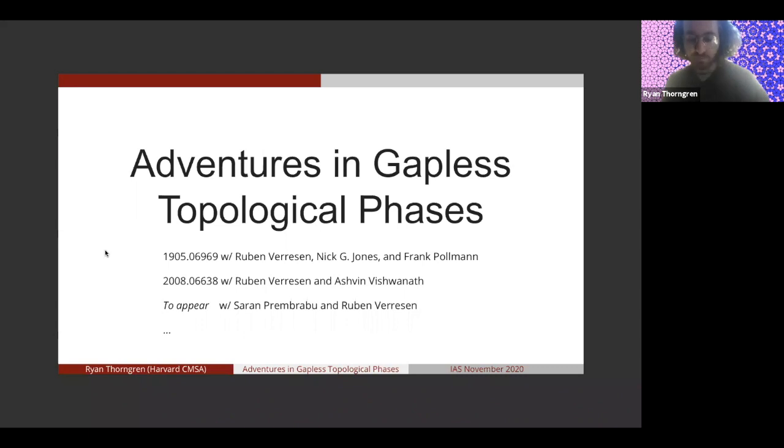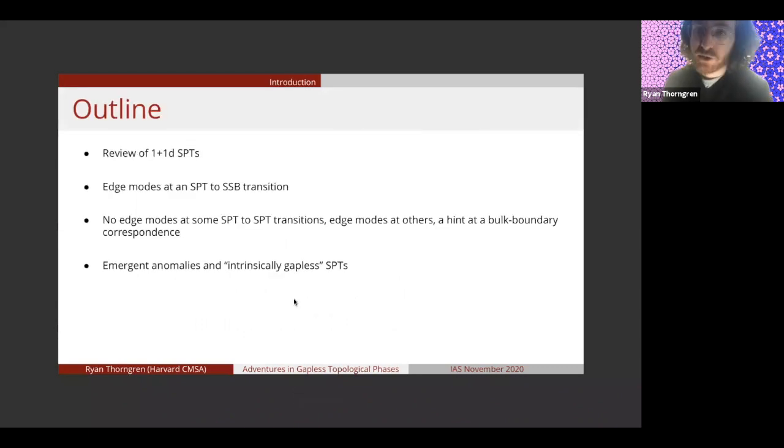So I'm going to tell you a little bit about each of these projects. What I'm going to do is review a bit of SPTs, and this talk will mostly be in 1+1 dimension, where things are very concrete, especially when we get to the gapless part. We'll be using the machinery of CFT. And so we'll review a bit about the theory of those SPTs, and then I'll get into the gapless stuff.